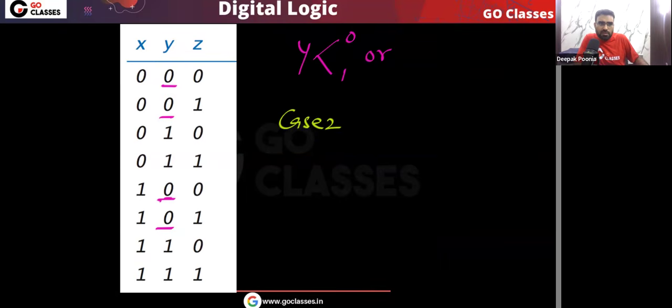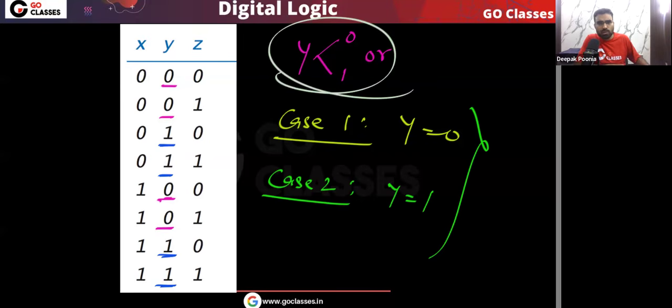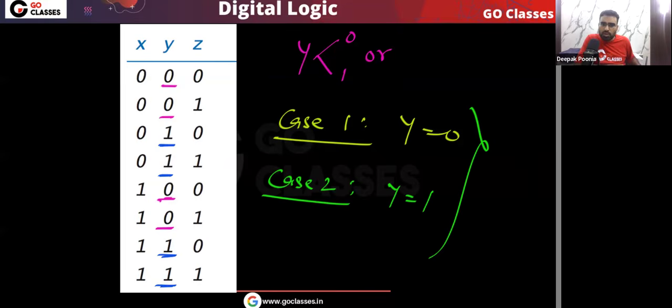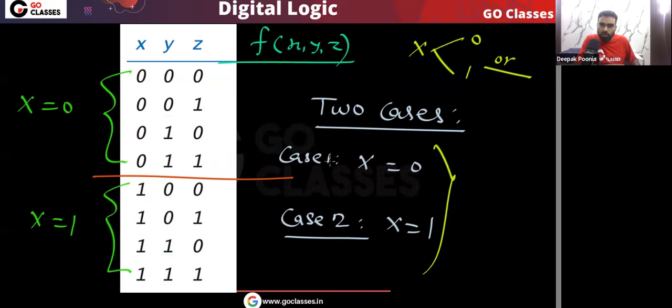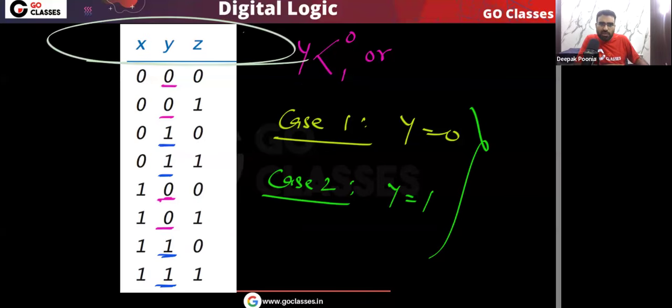Case 1 will be when y is 0. And what is case 2? You can see case 2 is when y is 1. So the truth table I can divide into two cases, y equal to 0 and y equal to 1. And this makes sense because y is a Boolean variable, so either it will be 0 or it will be 1. No other value is possible. So remember, you can create cases from the x point of view or from the y point of view, because x, y, z all are Boolean variables.